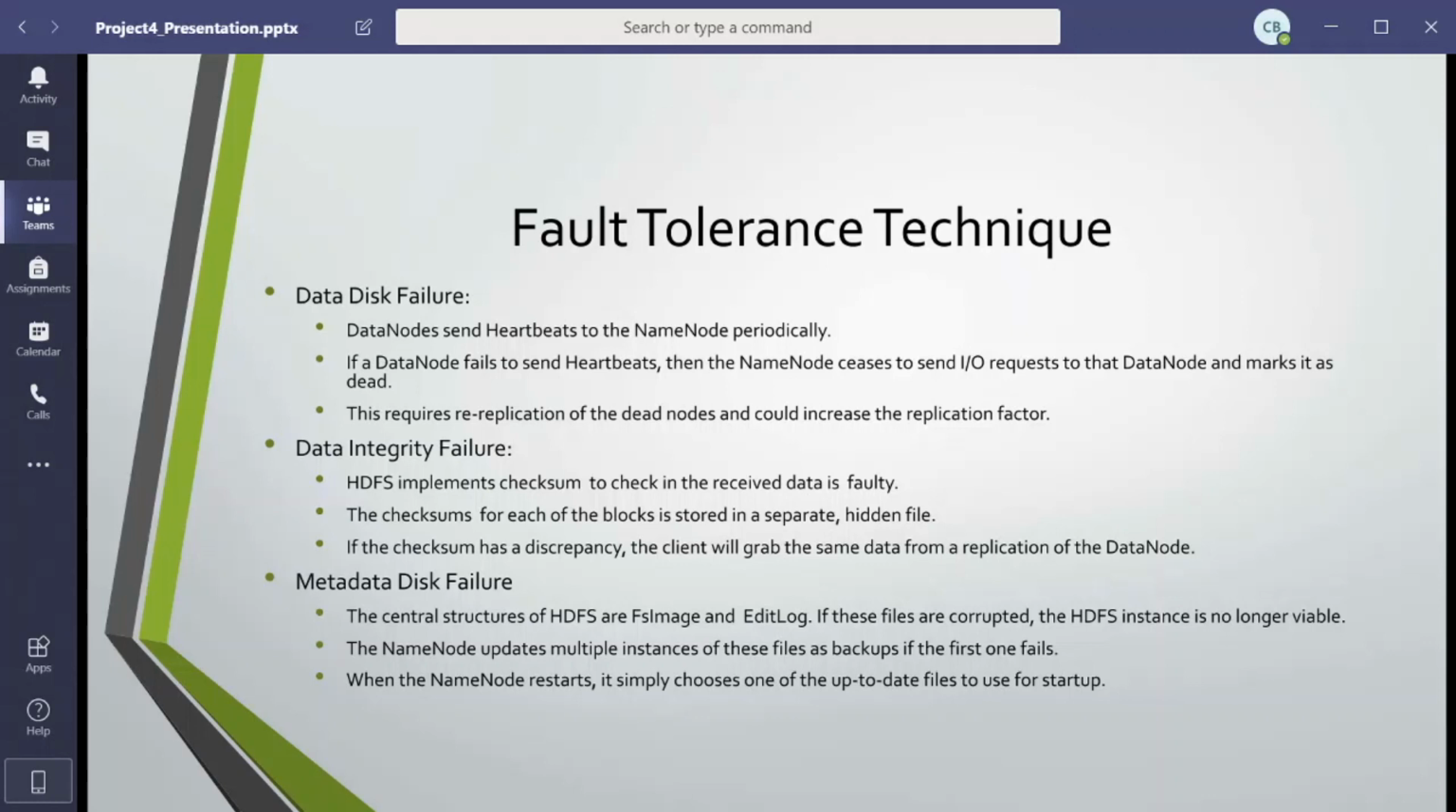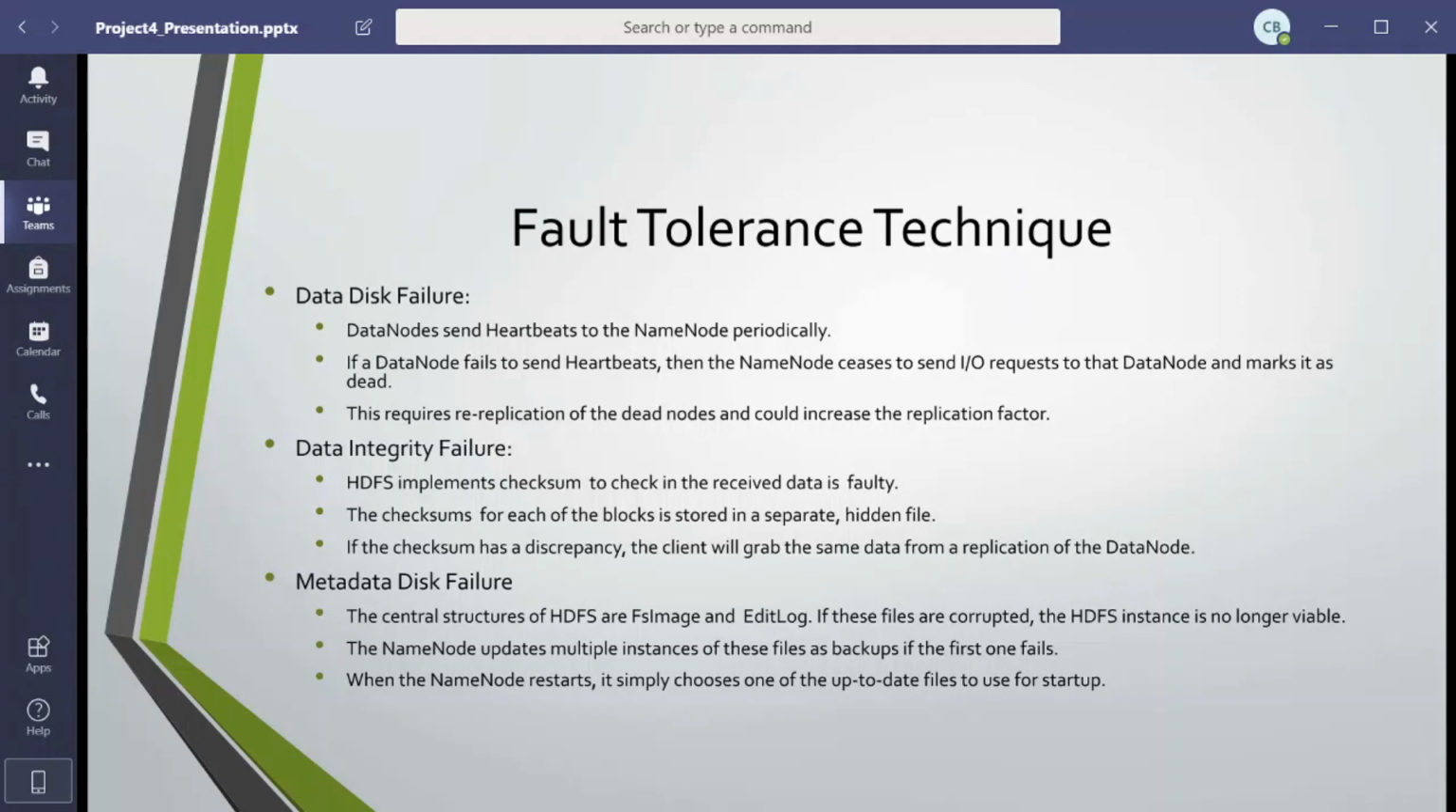So if the checksum does have a discrepancy, the client will ask the name node to send an IO request to the other data node copy, which, as we heard before, there are always at least two. So it asks for the same data from the other replica of the data node instead.